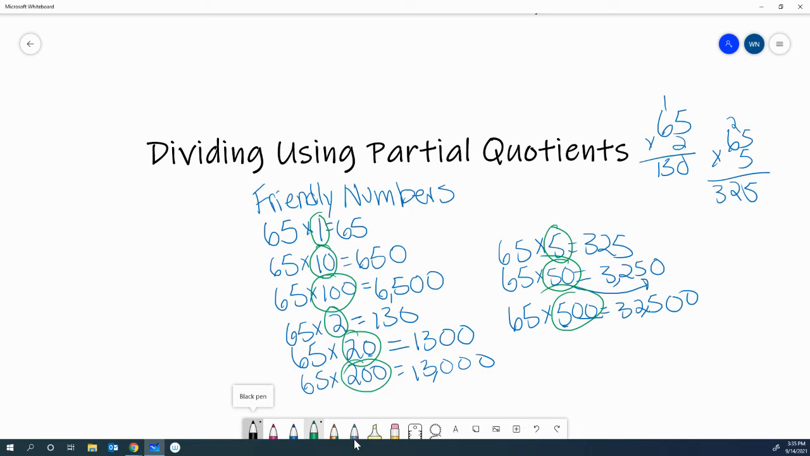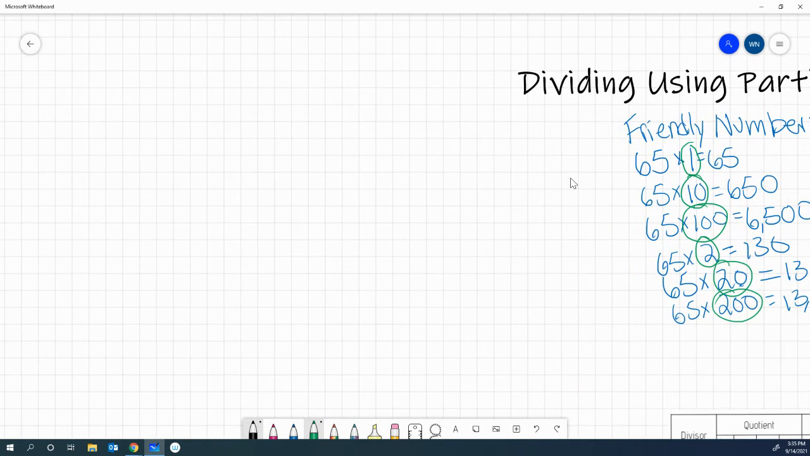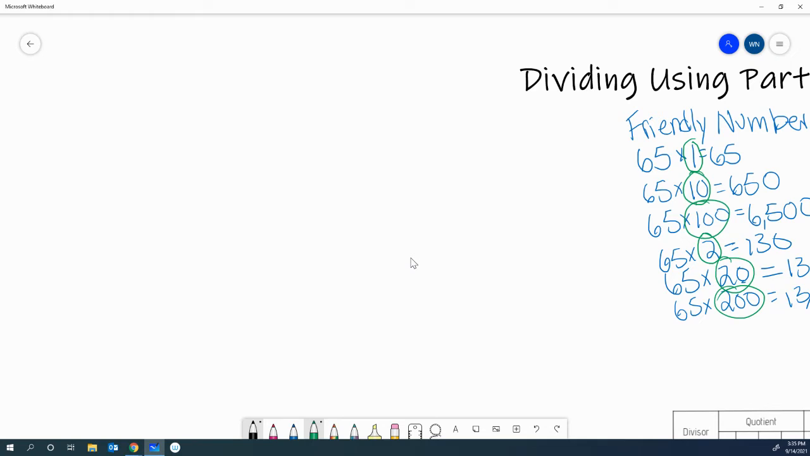So now that we know a little bit more about friendly numbers, let's put those to use by doing a problem together. Actually, for this very first problem, I'm going to come over here to the side, and I really just want you to watch because partial quotients can look really funny the first time you do it. So I want you to watch me without doing it with me for this first one. So for this first problem, go ahead and put your pencil down, and let's do 406 divided by 17.